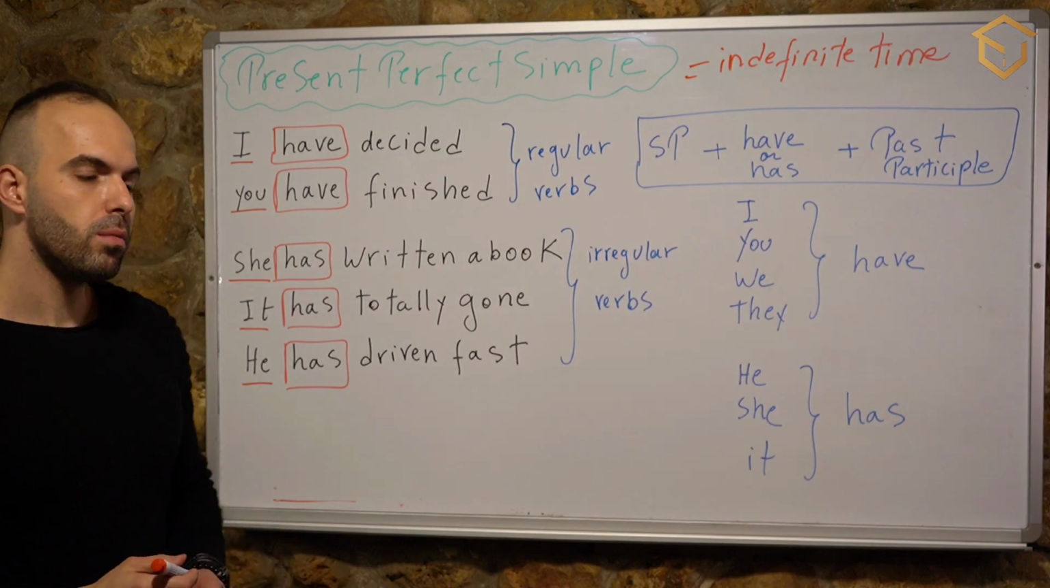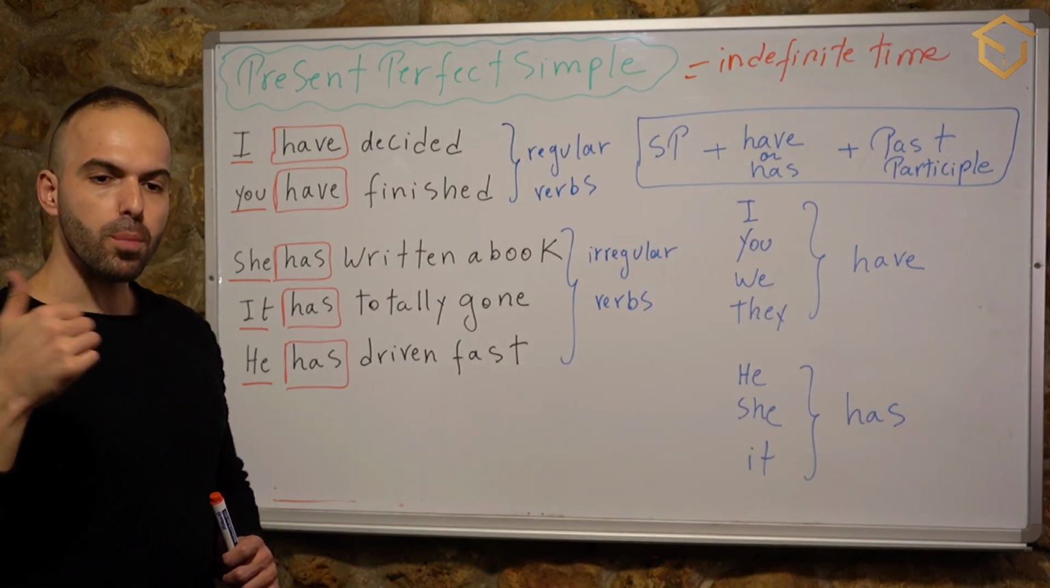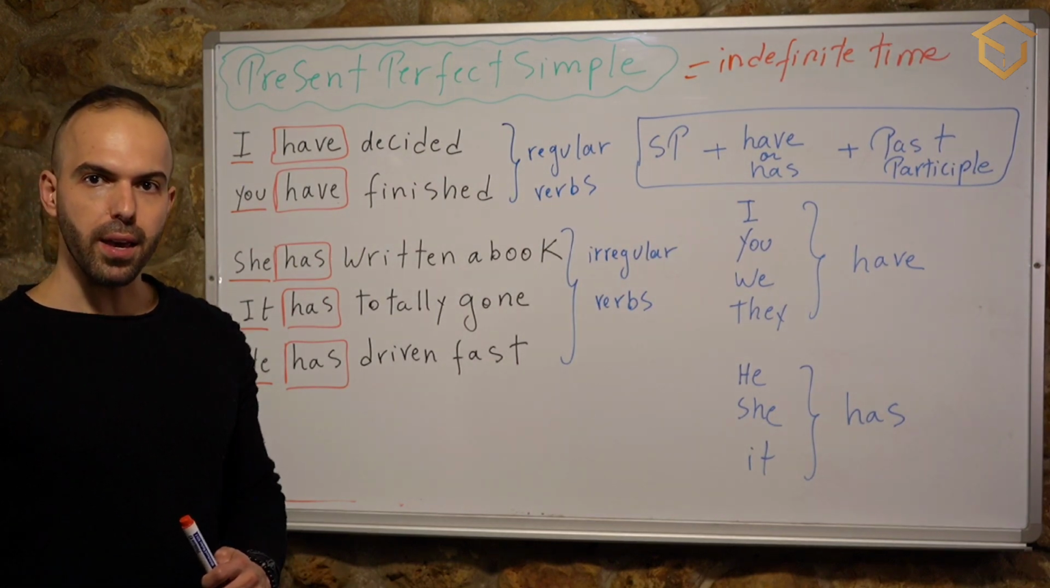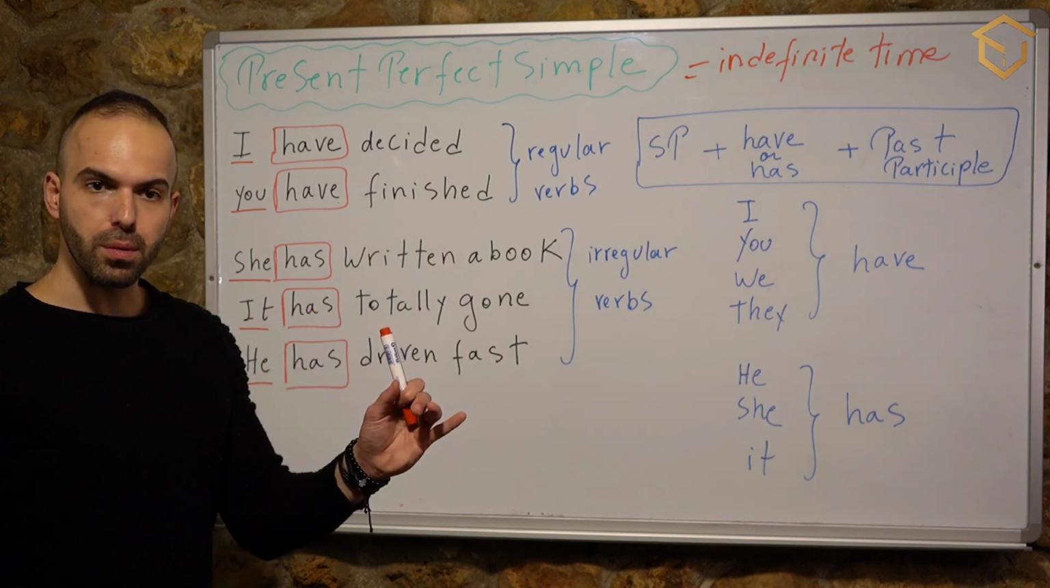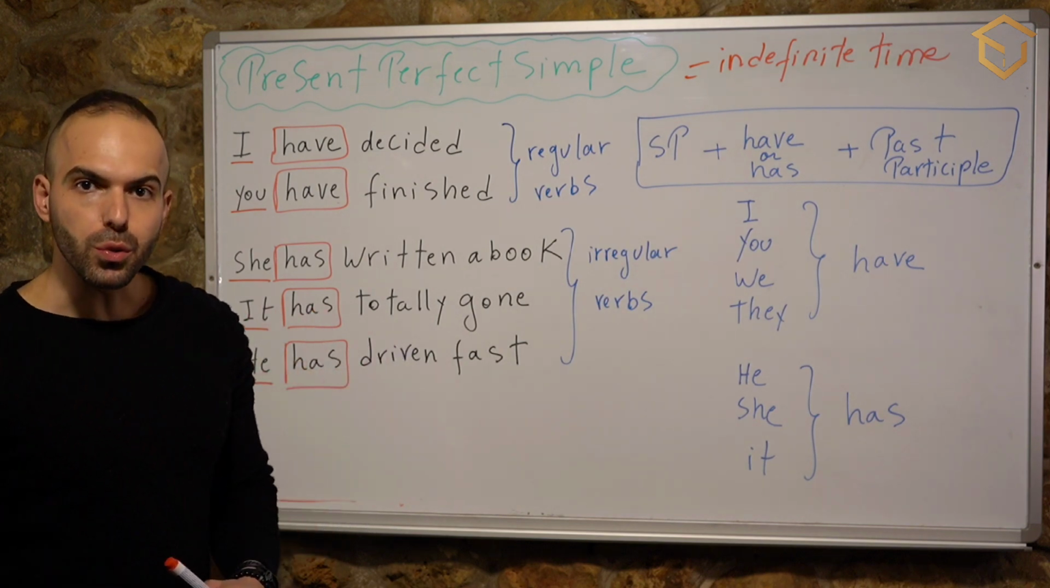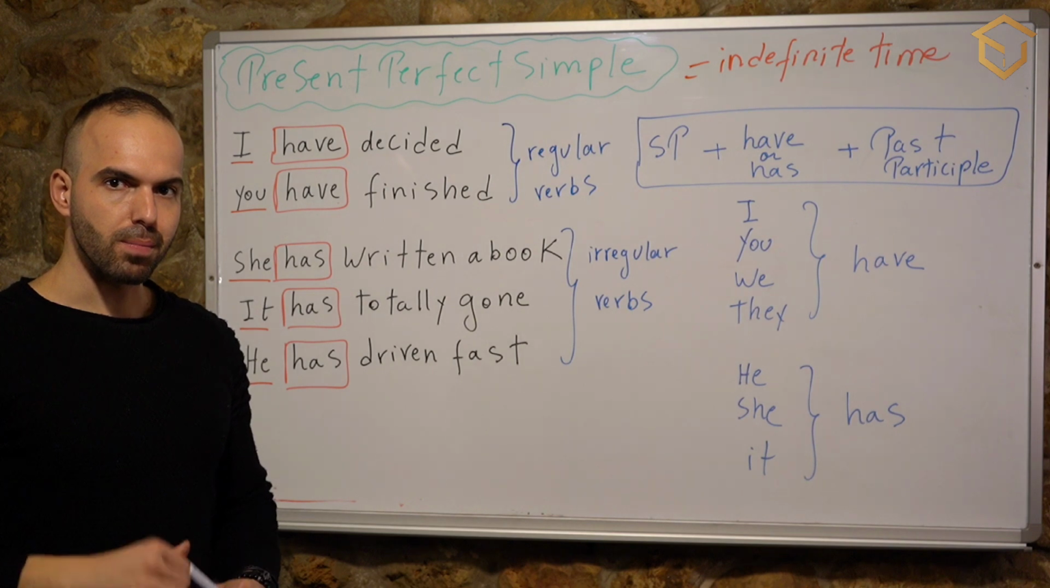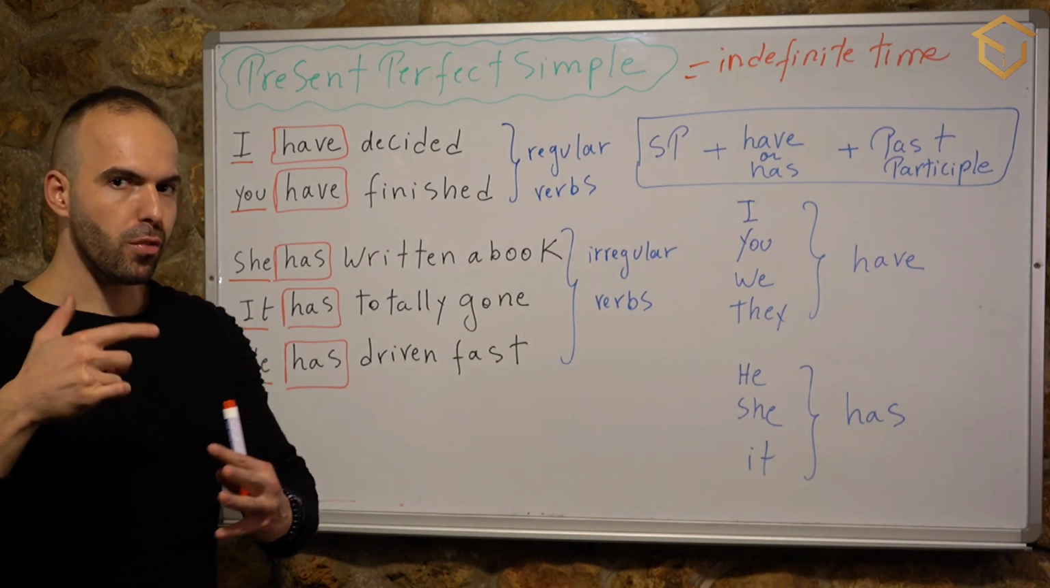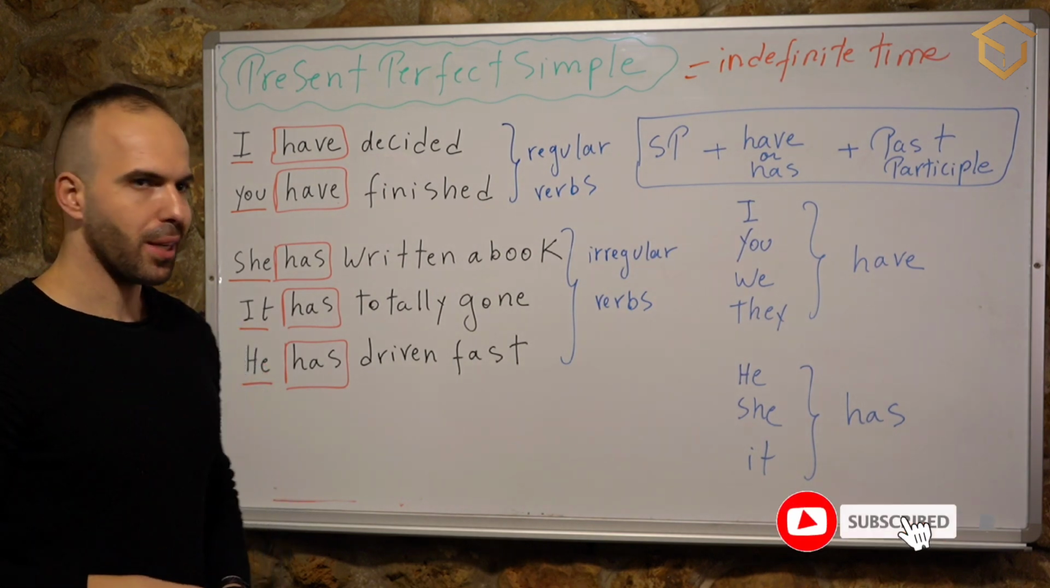For example, I went to my cousin's place yesterday. That's past simple. I have gone to my cousin's place. Stop. Don't confuse yourself. I'm going to explain.